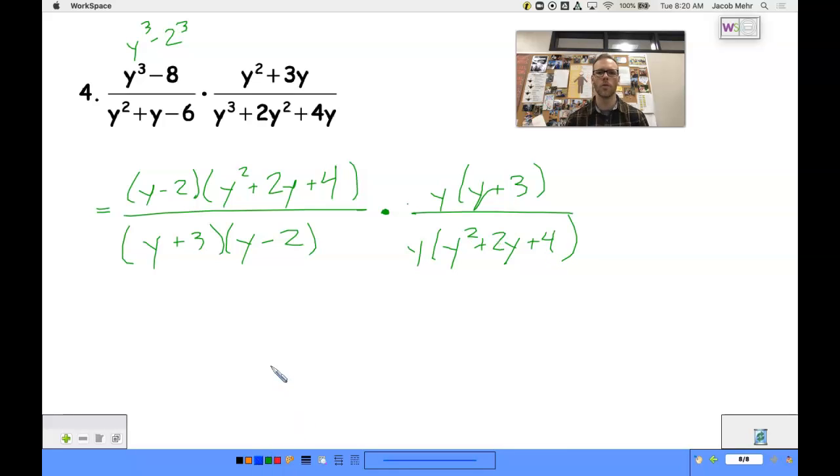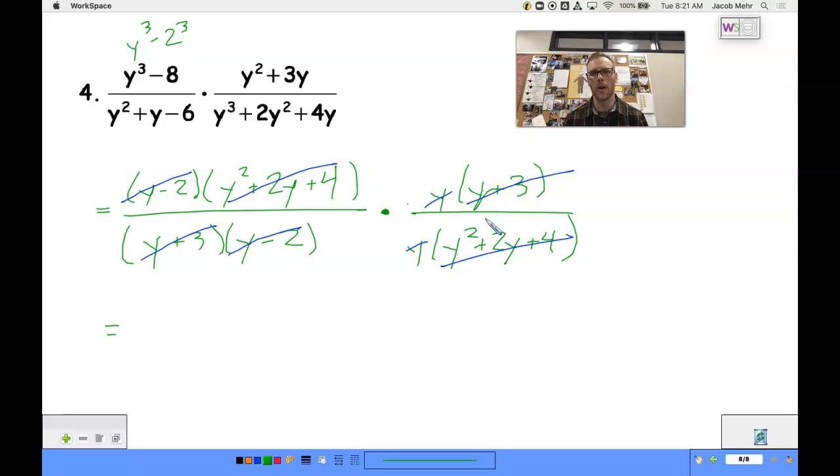What happened? We've been canceling out a lot of monomials and binomials, but notice there's a trinomial here that matches the trinomial there. Those cancel out. Y plus 3's cancel. Y minus 2's cancel. Y and y, those cancel. What's left in the numerator? Well, everything canceled out, so just 1, right?